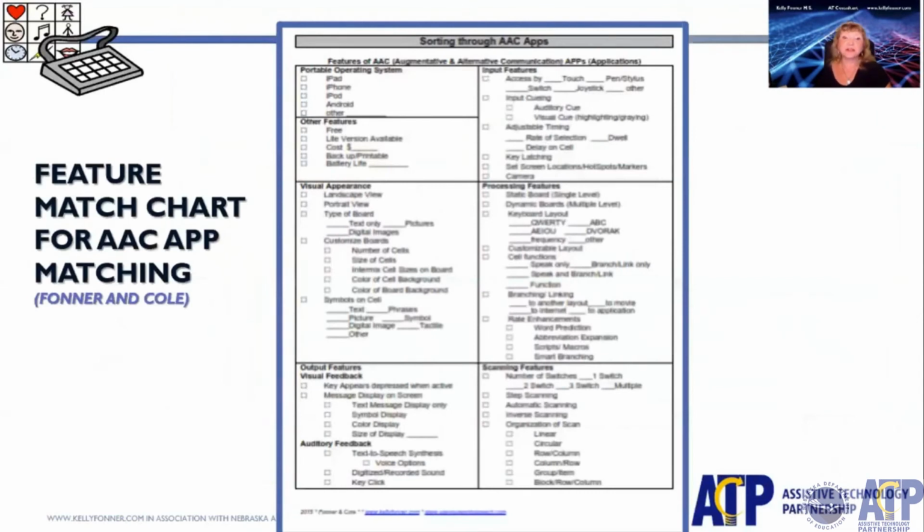We've also given you another form that's really specific to AAC apps that looks at what kind of operating system it is on, what kinds of input features you need, processing features, other visual appearances, those output constructs, and also if it's something that needs to be scanning, what type of scanning. So this is kind of a one-page all-inclusive list of features of an AAC app.